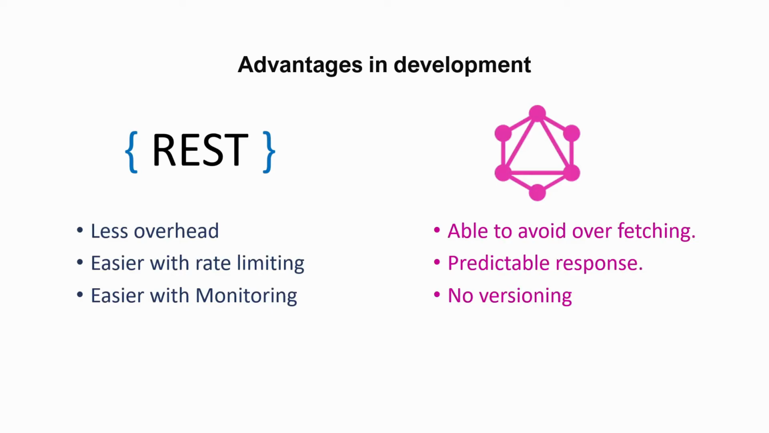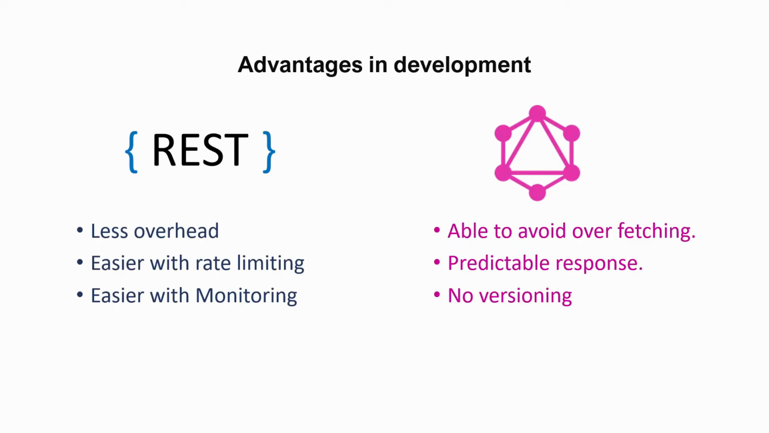And because of how REST API is structured and how linear it is, from one request to one response and one endpoint to one resource, it's easier to do things like rate limiting and monitoring in comparison to GraphQL, because GraphQL has a quite nested nature and makes those things a little difficult to do.